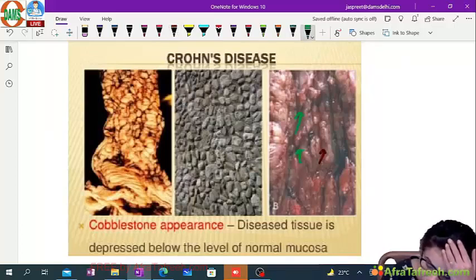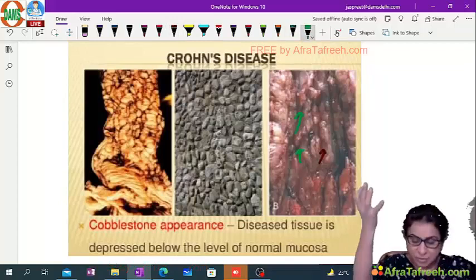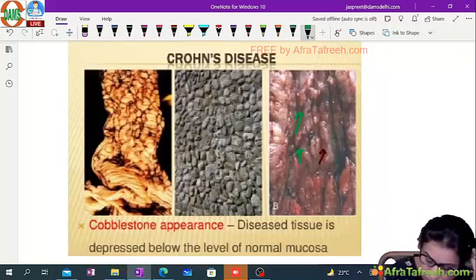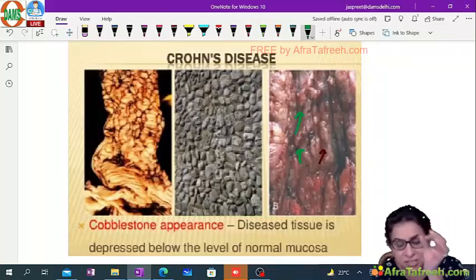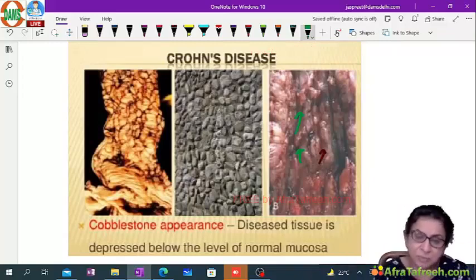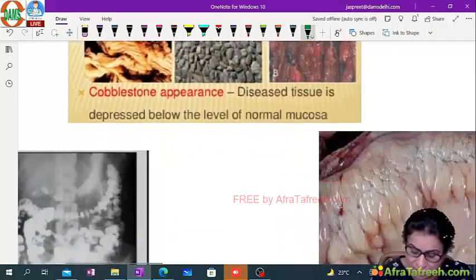All these where I have drawn the green line, these are ulcerated areas, and the remaining mucosa is rising up. So this diseased tissue is depressed below the level of normal mucosa. So ulcerated areas, serpentine ulcers are there. The ulcerated area is depressed, normal mucosa is elevated, producing this cobblestone appearance of the mucosa.